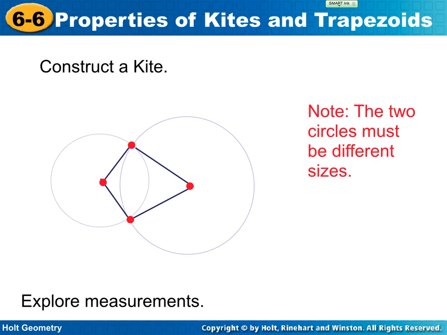Then when you go to the center for the other circle, you have to make the second circle either bigger or smaller. You want it a size so that the 2 circles intersect in the space between the 2 centers. Okay, now the other 2 corners of your kite are where the 2 circles intersect.